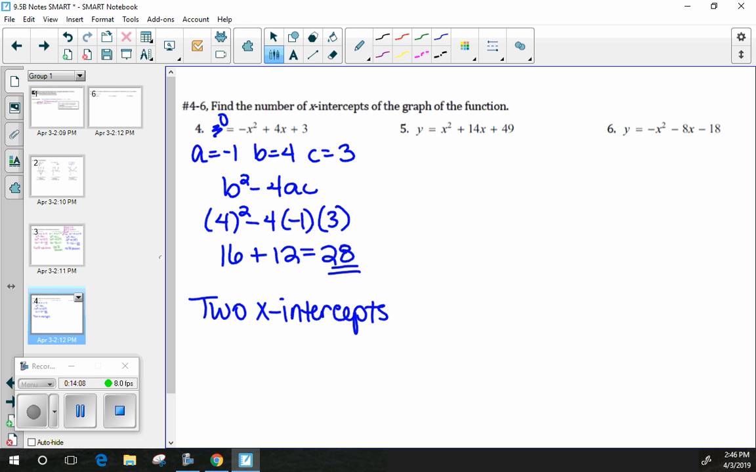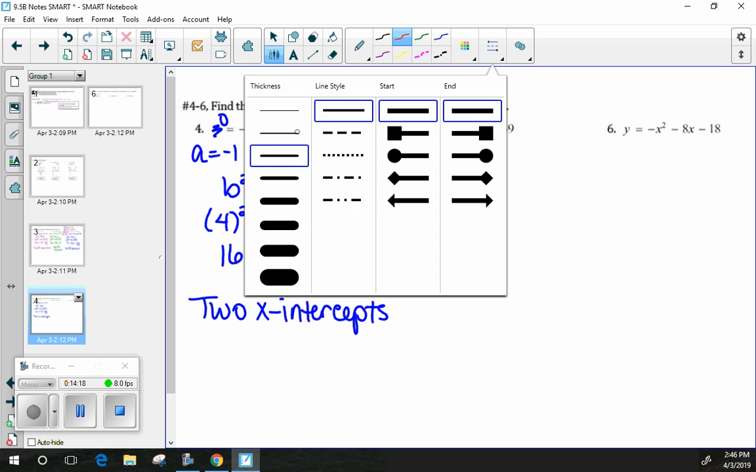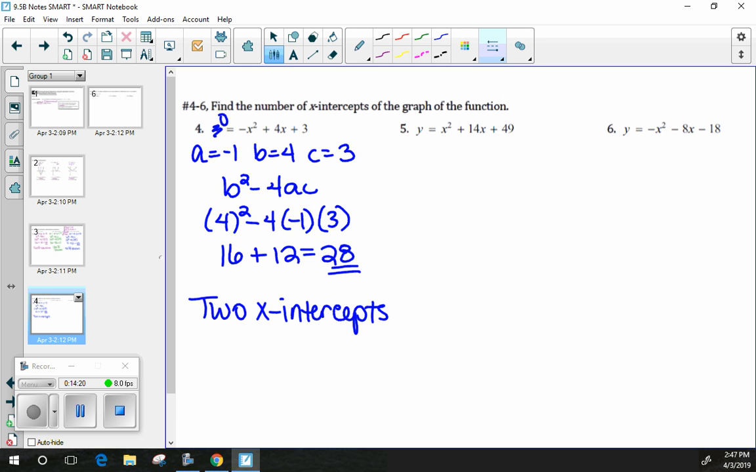Okay. So that one has 2 x-intercepts. Let's try this next one. Number 5. We'll set it equal to 0 to find the intercepts. Identify A, B, and C, and use the discriminant.